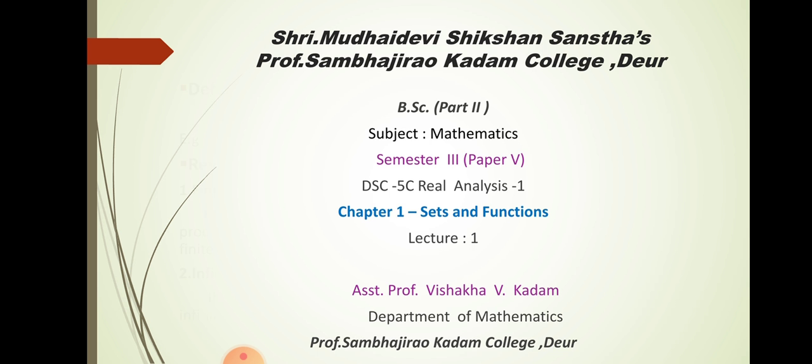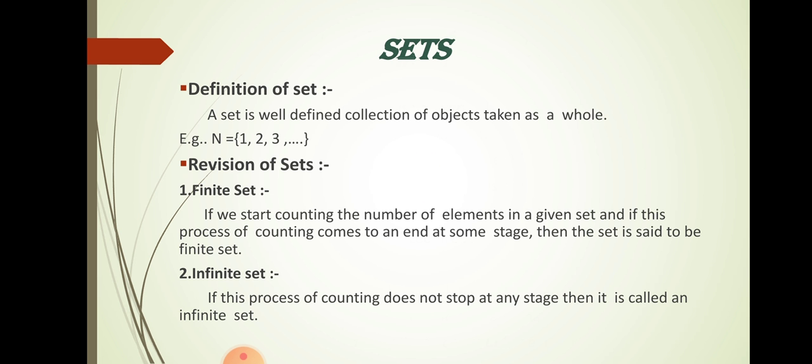So, firstly we see the definition of set. A set is a well-defined collection of objects taken as a whole. Sets are usually denoted by capital letters, that is capital A, capital B, capital C, etc. If x is an element of set S, then we write x belongs to S. And if an object y is not an element of set S, then we write y does not belong to S. For example, capital N is equal to the set {1, 2, 3, and so on}.